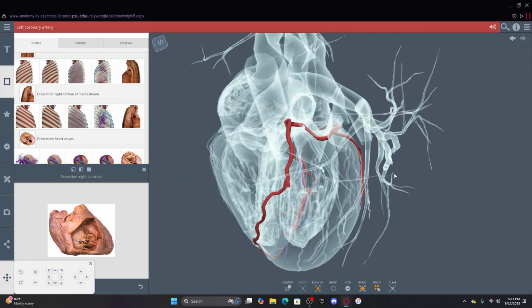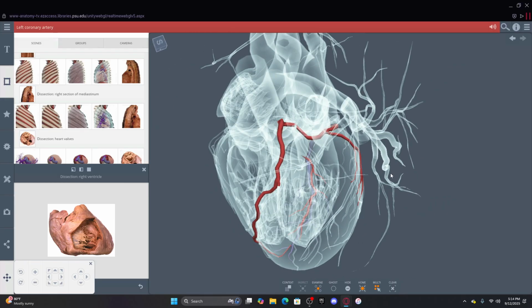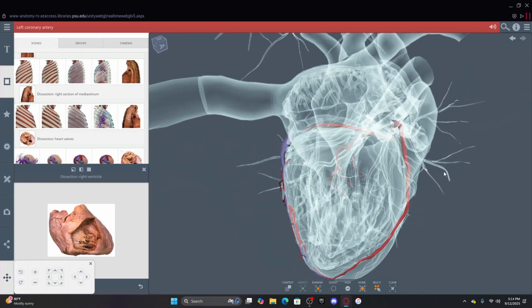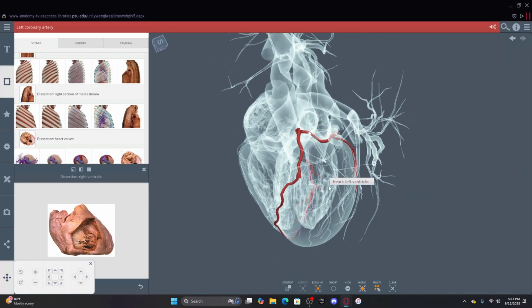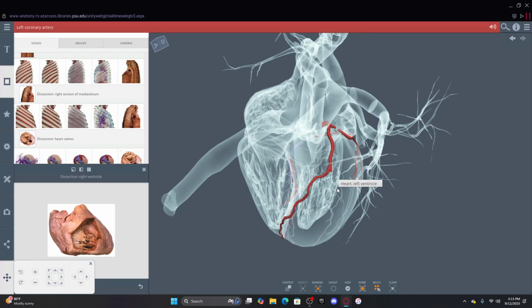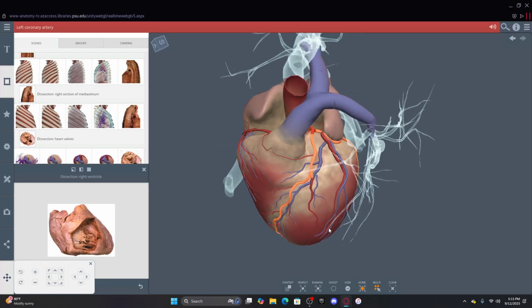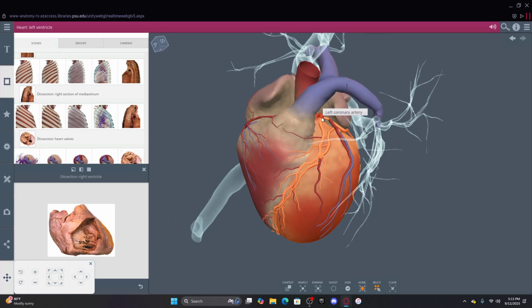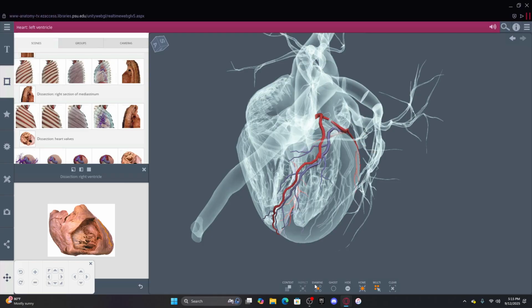One thing I want to stress is that you should make sure you understand the branches of the left and right coronary artery. I'm showing you this to help you understand how the circulation happens on the muscle of the heart. Now that we see that, I want you to understand that the great cardiac vein runs with the anterior interventricular artery. If I examine again, we see the anterior interventricular artery running with the great cardiac vein, right?